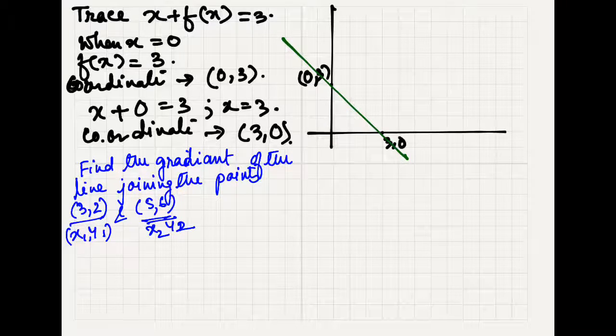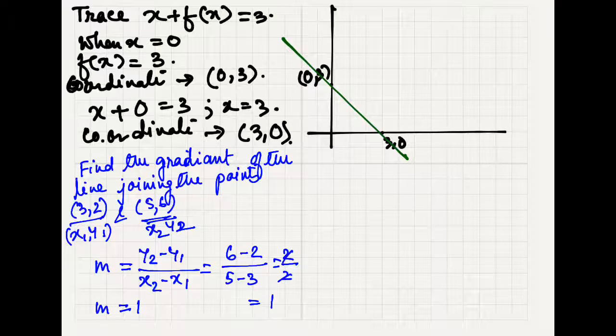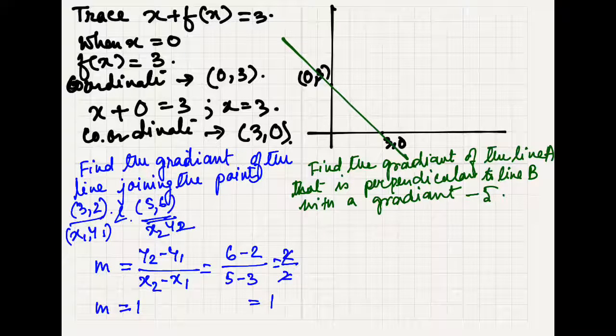And applying m equals y2 minus y1 by x2 minus x1 and placing the values over there, I am having 6 minus 2 by 5 minus 3, this is 2 by 2 equals 1. So, the gradient of that line passing through these 2 points (3, 2) and (5, 6) is 1. Now, again, we may be asked to find the gradient of the line A that is perpendicular to line B with a gradient of minus 5.